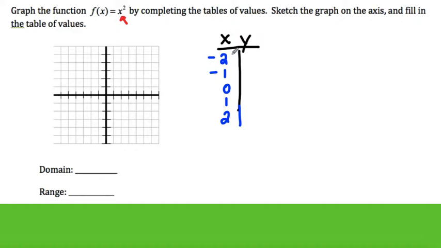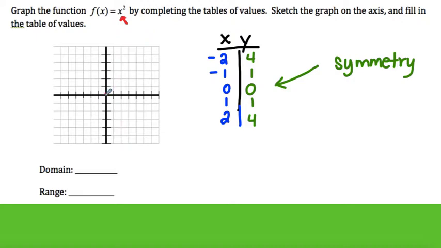So -2 squared is going to give me 4. -1 squared is going to give me 1. 0 squared is going to give me 0. 1 is going to give me 1, and 2 is going to give me 4. Now, you may notice that this has symmetry right down the point, which is actually the vertex. So I'm going to plot those points, (0, 0), (1, 1), (-1, 1), (2, 4), and (-2, 4). And I'm going to draw a nice U shape.